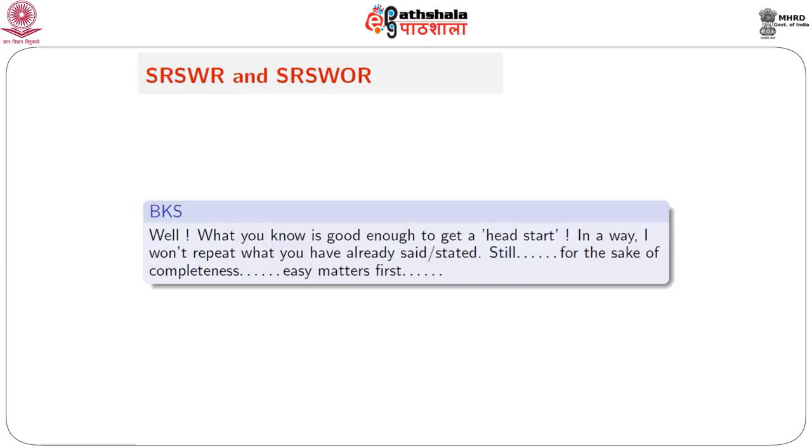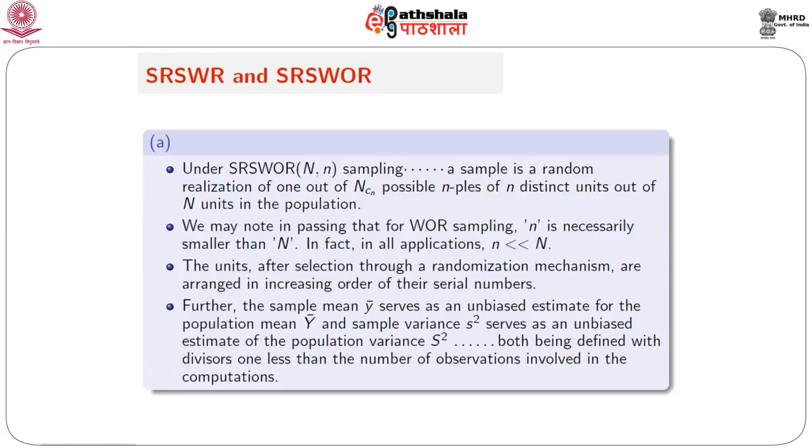Well, what you know is good enough to get a head start. In a way, I won't repeat what you have already said or stated. Still, for the sake of completeness, easy matters first. Under SRSWOR capital N, small n sampling, this is the usual notation, meaning thereby that capital N is the total number of units in the population, small n is the sample size, and SRSWOR is the good old notation for simple random sampling without replacement.